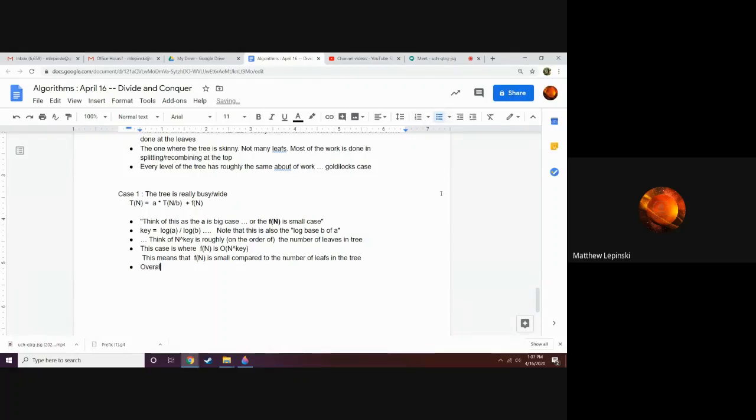basically here the overall runtime T of n is just theta of n to the key. You remember that theta means both big O and big omega. It's bounded above and below by the number of leaves. So this is the brute force work. There's a ton of leaves. There's not much work we have to do to split or recombine. And so the brute force work that we do to process each leaf dwarfs the splitting and recombining.